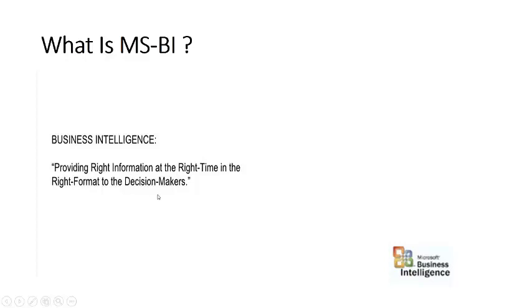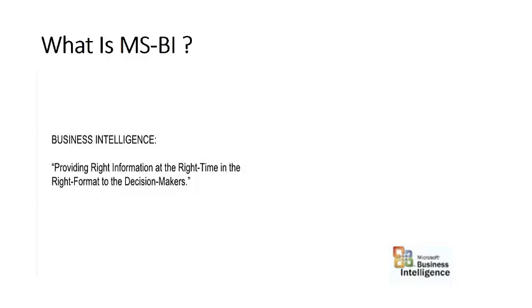Okay, so MSBI will have a set of tools, as I told you, which will help us to get the right information and which will help us to provide the right information at the right time. And finally, we can give that information to the decision makers in the right format. So what do you mean by right information, what do you mean by right time, what do you mean by right format?